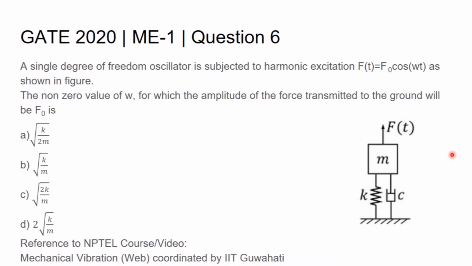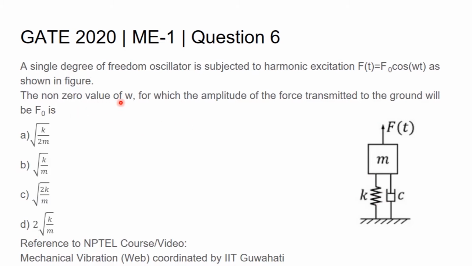Hi everyone. Today in this video we will discuss the 6th question from the first set of the mechanical engineering question paper from GATE 2020. The question is: a single degree of freedom oscillator is subjected to a harmonic excitation f of t equal to f naught cos omega t, as shown in the figure.